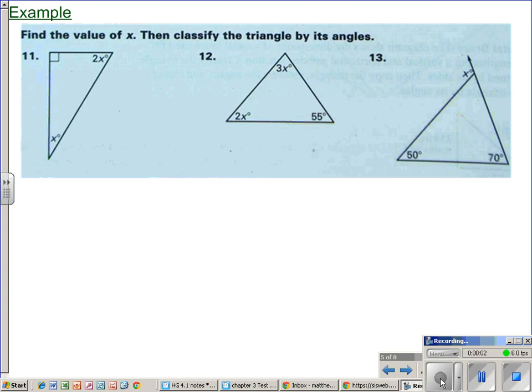Hello again. This is the second video for section 4.1, Advanced Geometry. This is where we're going to work through the examples, applying some of the theorems and stuff from the first video, the notes.